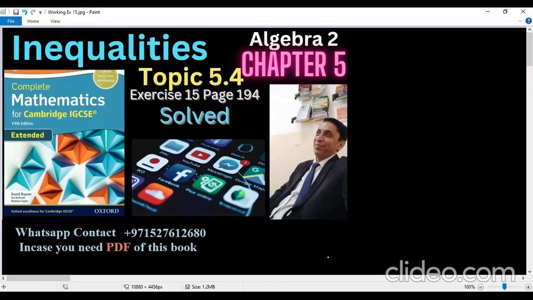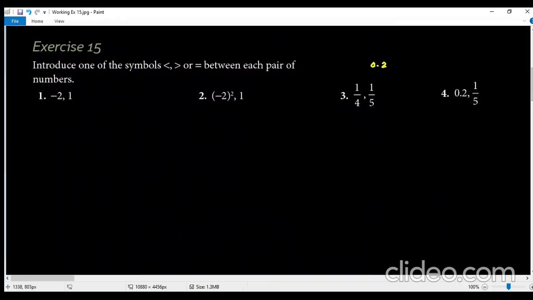Now, I'm taking you straight to question number 1. This is exercise 15. Here, insert one of the symbols less than, greater than, or equal to between each pair of numbers. We know very well that -2 is smaller than 1, so we will just write the greater than sign. Now negative 2 multiplied by itself is going to give you plus 4, and plus 4 is larger than 1, so use this symbol.